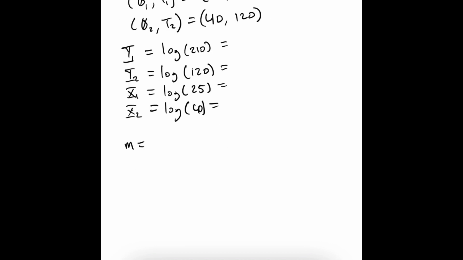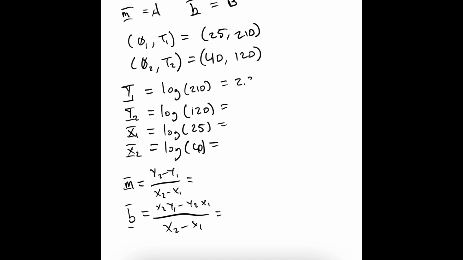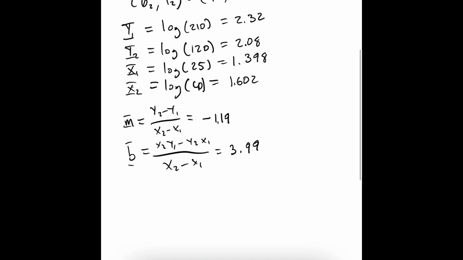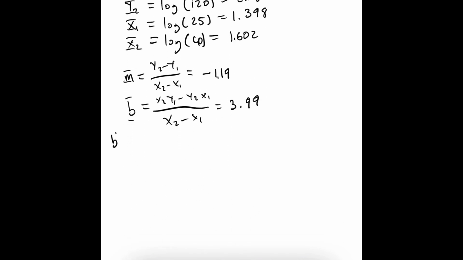Then we can calculate the slope equals y2 minus y1 over x2 minus x1, and b equals (x2 y1 minus x1 y2) over (x2 minus x1). Okay, so we put these in our calculator and we get the slope and the intercept. So that's it for part A. We have our equation defined, we have the slope and the intercept defined. So now we can move on to part B.